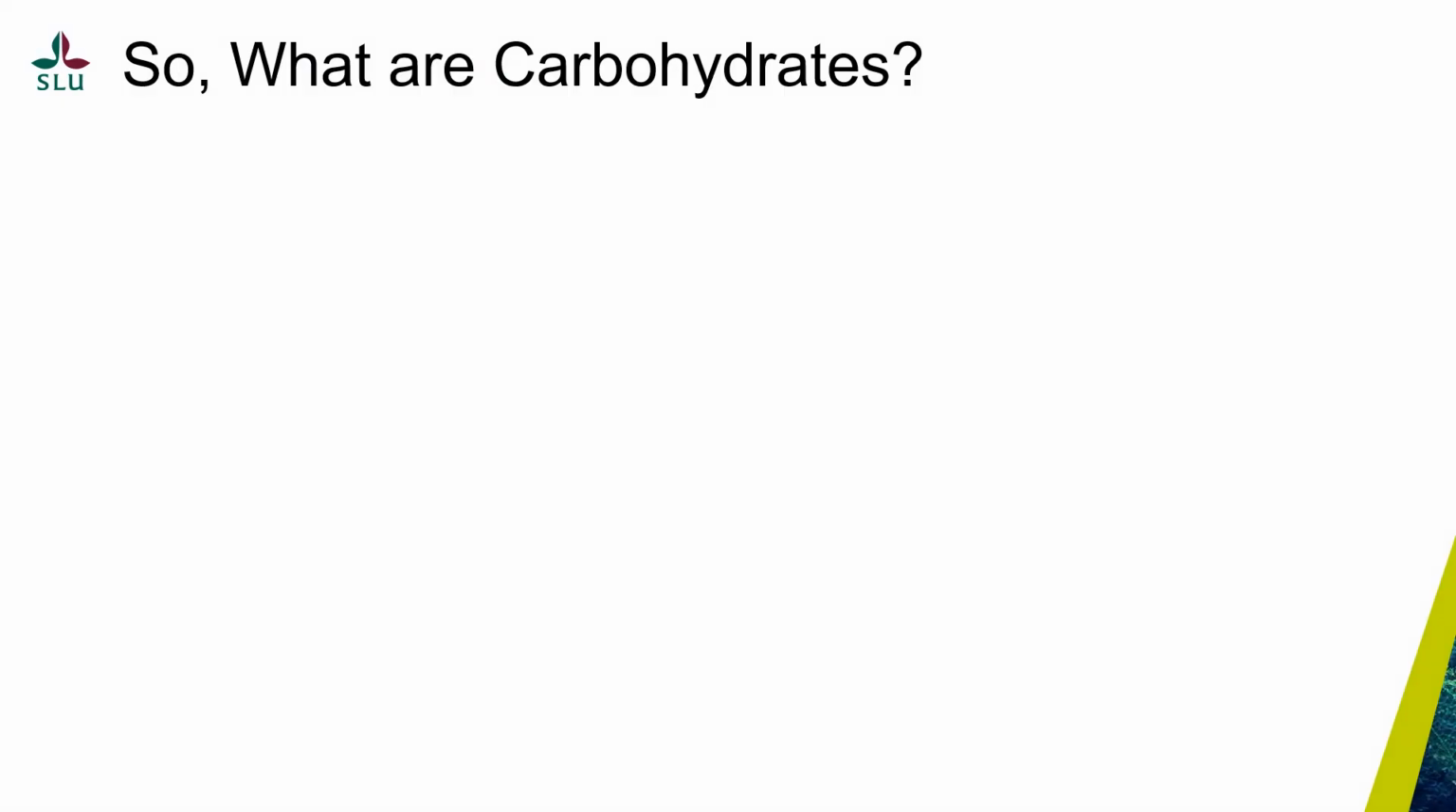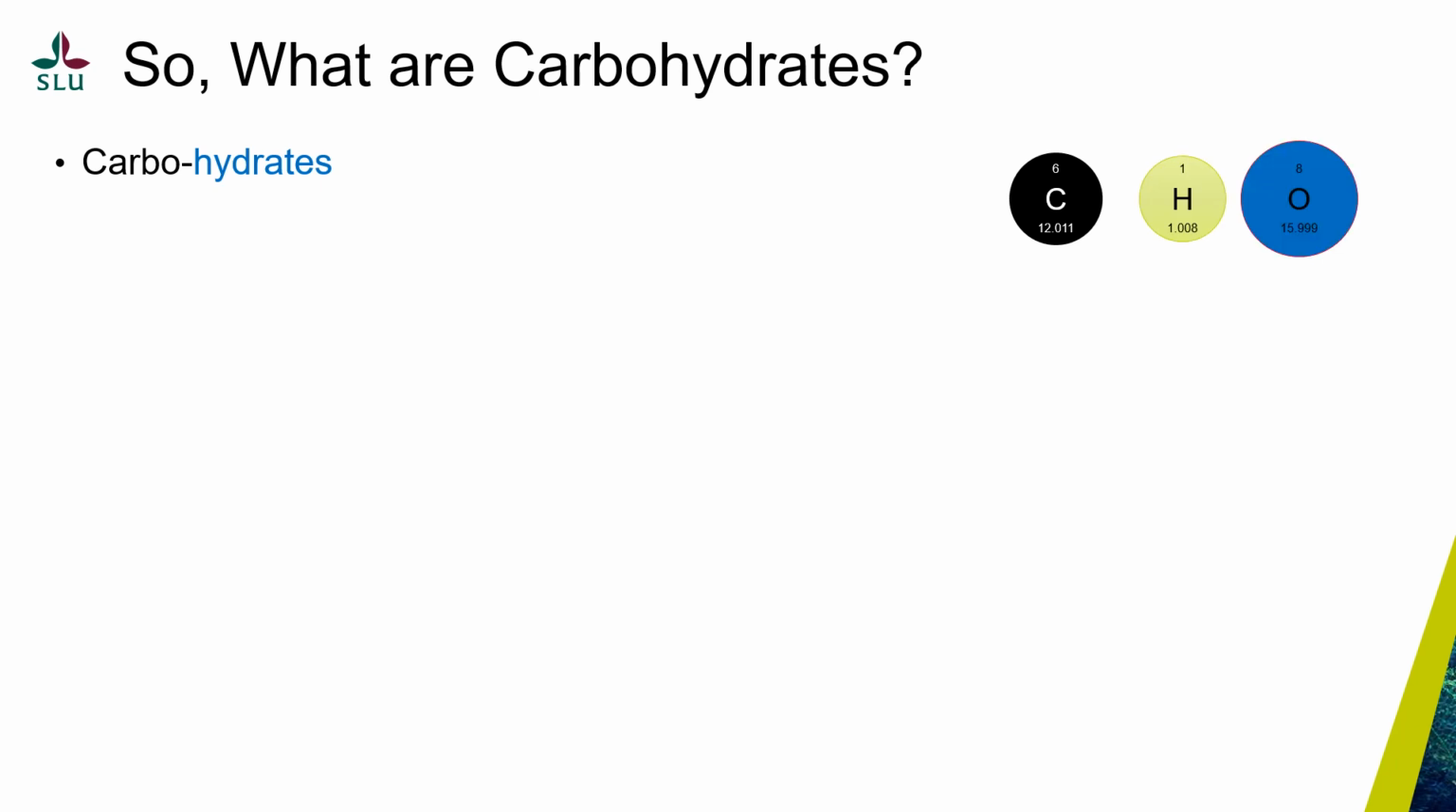So what are carbohydrates? Carbohydrates could be divided into parts. Carbohydrates, that means hydrated carbons. So if we look at the structure of the carbohydrates, we see there are three elements in it: carbon, hydrogen, and oxygen. So the structure of carbohydrates is a repeating unit of carbon, hydrogen, and oxygen that is depicted as we can see in this formula.